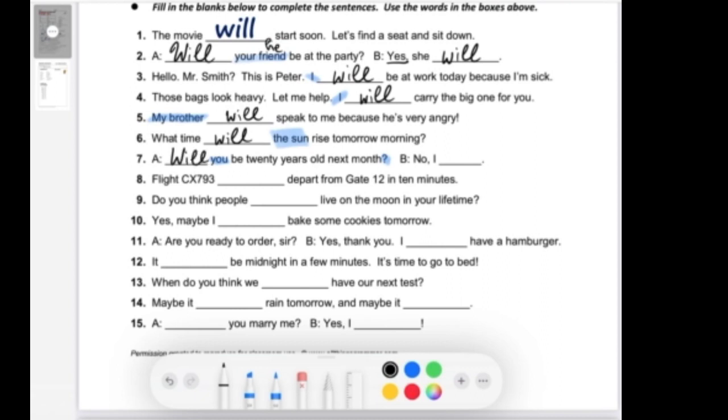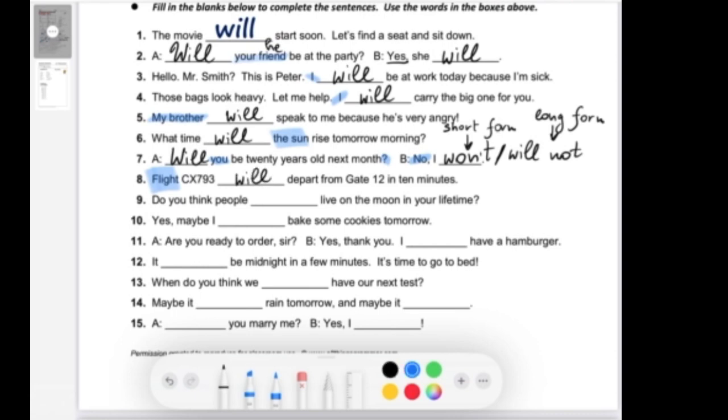No, this is the negative answer, so it means that here we're going to use the negative form of the will. It's won't, or the long form, will not. No, I won't, or I will not. Flight departs from gate 12 in 10 minutes. So what does it mean, in 10 minutes? It means this is the future. So flight, it's like it, and it means that we're going to use will, because this is the affirmative one. We have got the dot at the end.